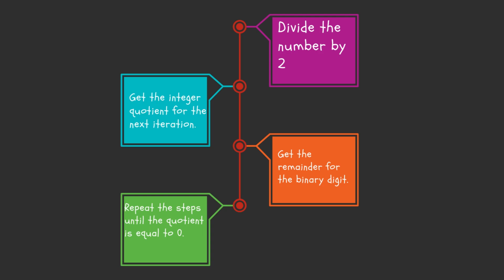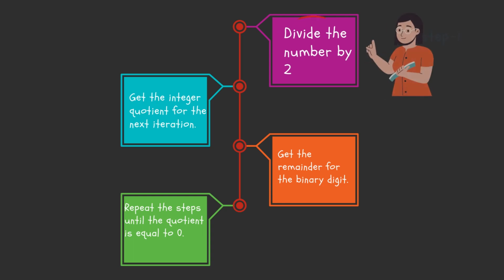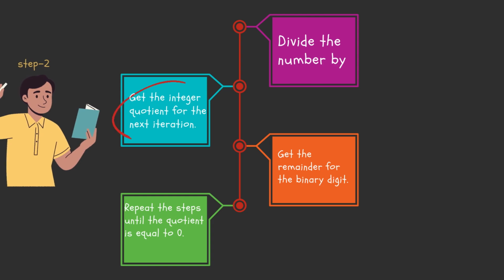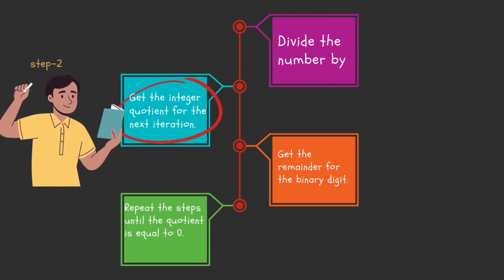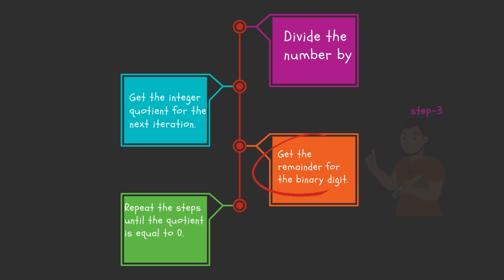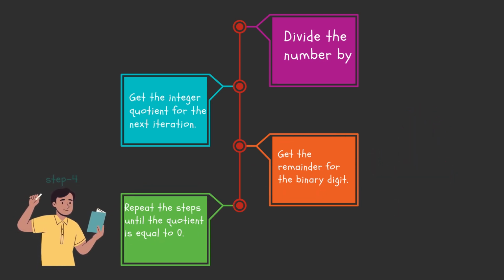To convert decimal to binary, simply follow these 4 steps. Divide the number by 2. Get the integer quotient for the next iteration. Get the remainder for the binary digit. Repeat the steps until the quotient is equal to 0.